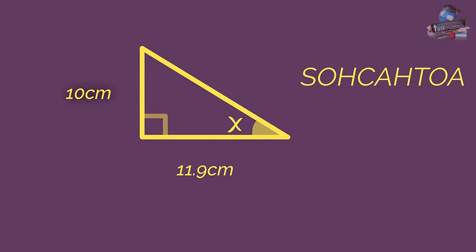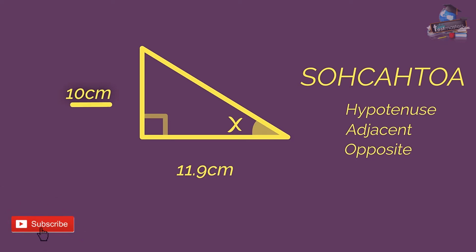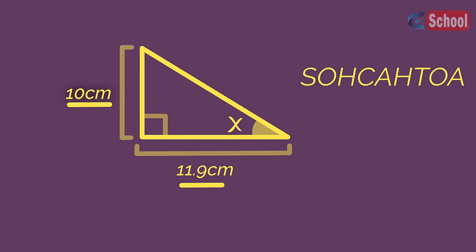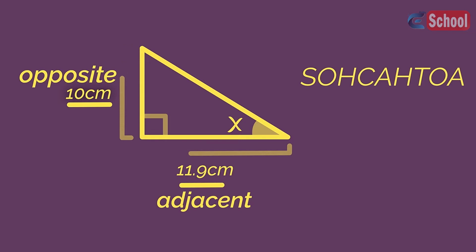As always with SOHCAHTOA, start by labelling the sides as the hypotenuse, adjacent and opposite. So what do we label the 10 centimetres? And what do we label the 11.9 centimetres? Hopefully you thought the 10 centimetres is the opposite because it's opposite the angle, and the 11.9 is the adjacent because it's next to the angle.